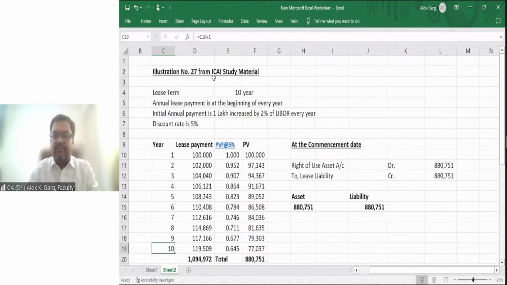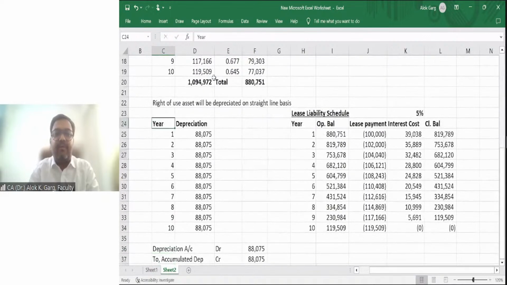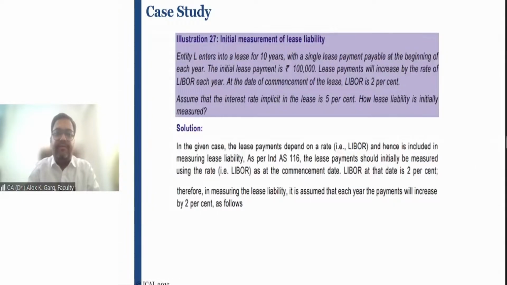That is how I have calculated right of use asset and lease liability, what accounting entry I have passed, how I have amortized this right of use asset, and how I have created interest cost. And you can see the difference between the lease payment. So this is my total lease payment. This is my total interest cost, right? If I take the difference with my opening liability, it is equal to the interest cost, 214,221. That's all. So illustration number 27 we have covered.